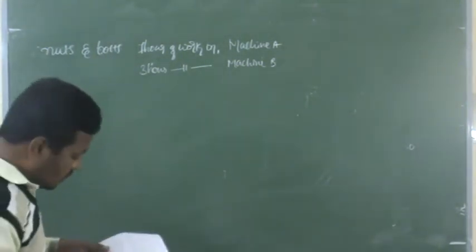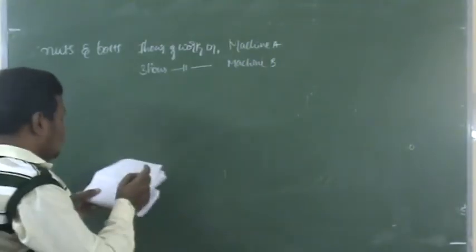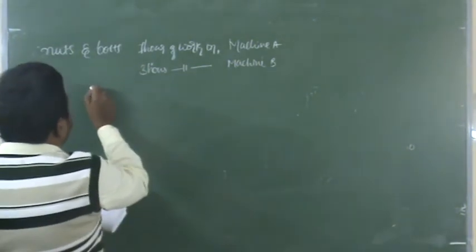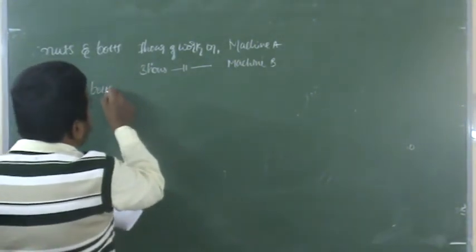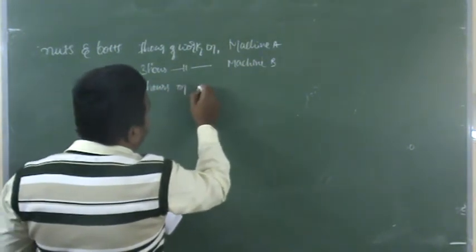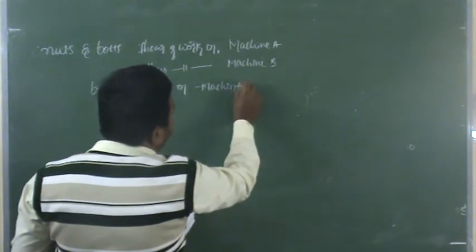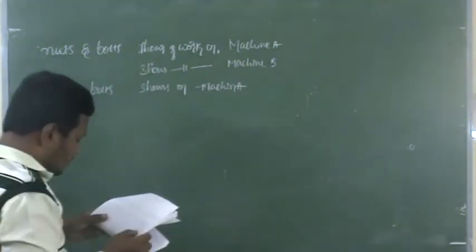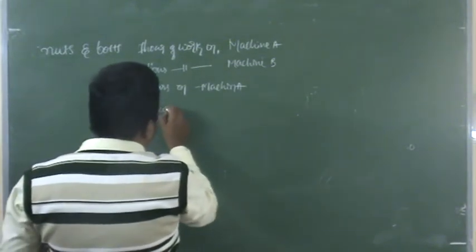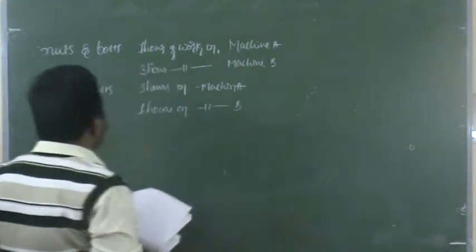And it takes 3 hours on machine A and 1 hour on machine B to produce a package of bolts.